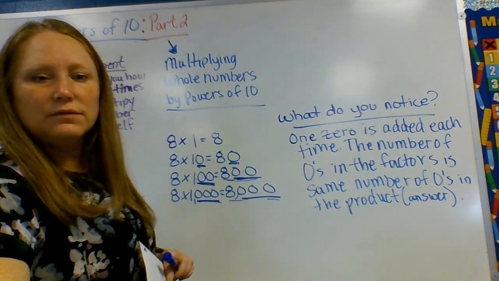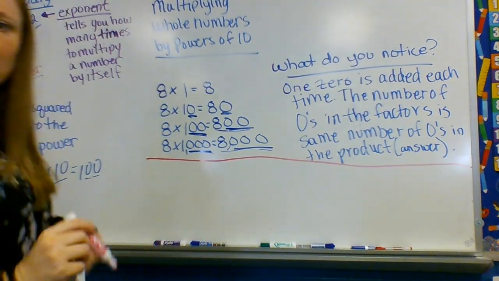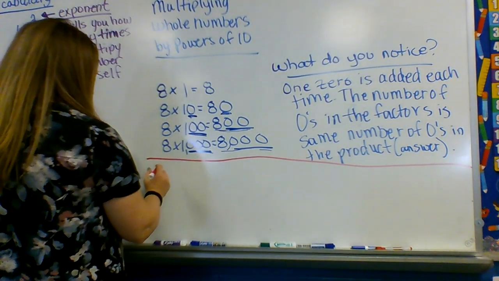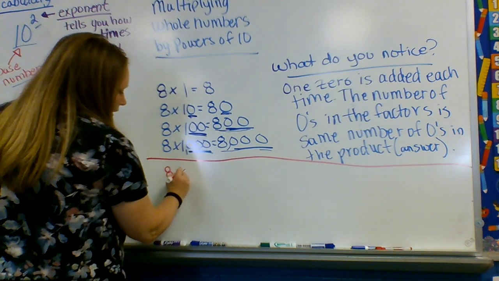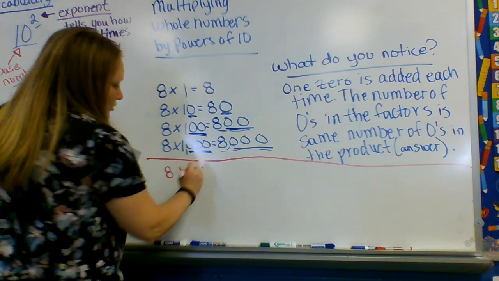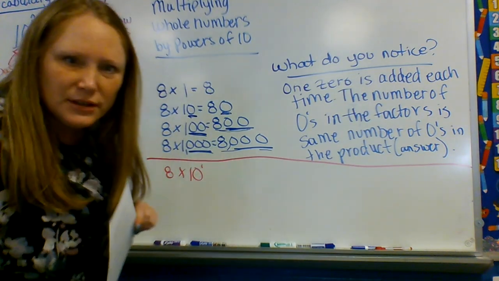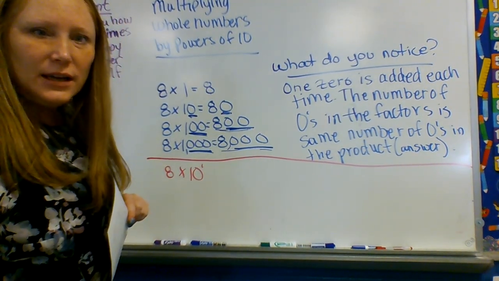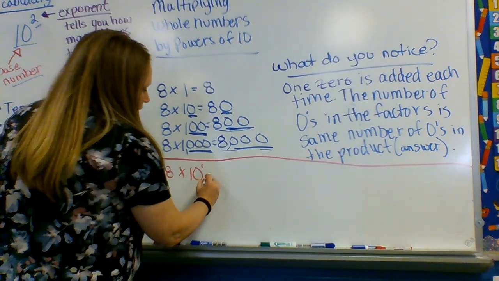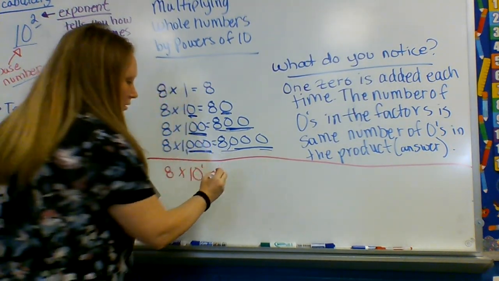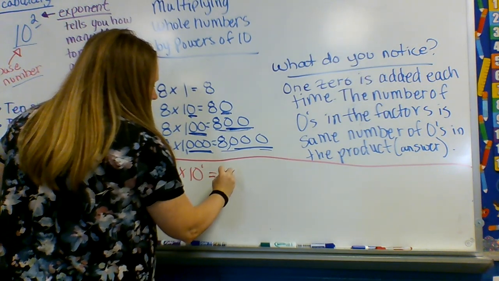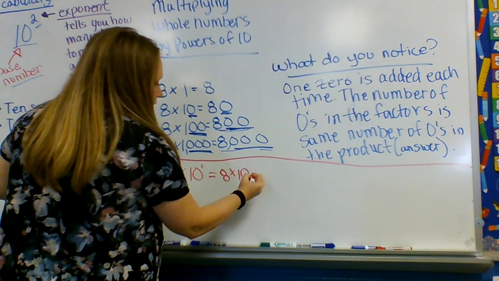Good idea. Okay, so for the second part, I want you to look at this. I want you to write down 8 times 10 to the first power. You see that okay? 8 times 10 to the first power. You're like, ooh, Ms. Harden, what's 10 to the first power? That just means it has 1 zero. So that really is 8 times 10. Well, guys, what's 8 times 10?